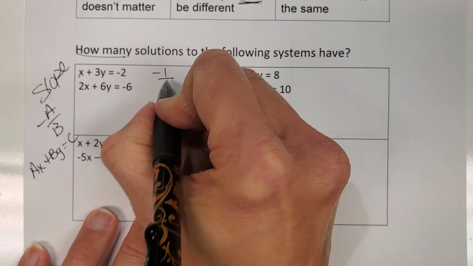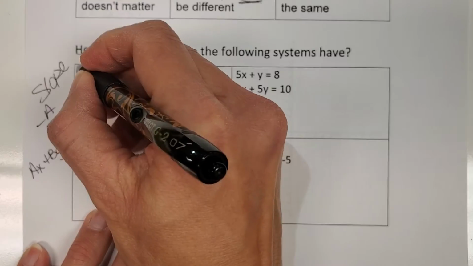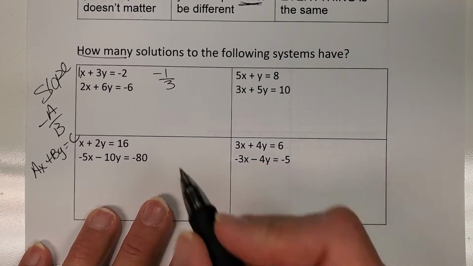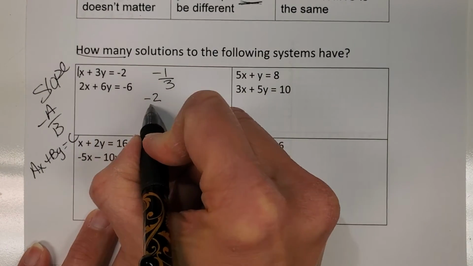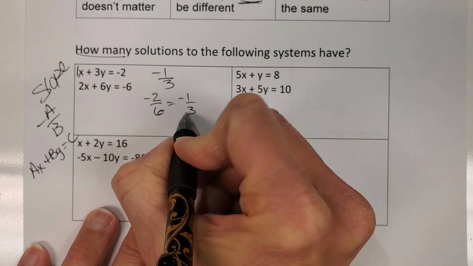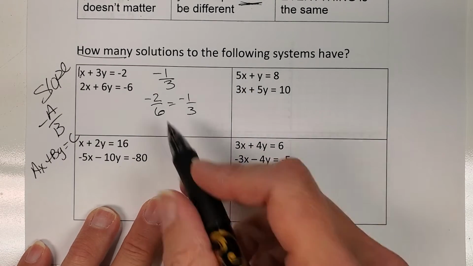So negative 1 over 3. Remember, if there's no number, we can assume it's a 1 right there. So the slope of this one is negative 1/3. The slope of this one is negative 2/6, but that reduces to negative 1/3. So you have to be careful that you reduce. The slopes are the same.